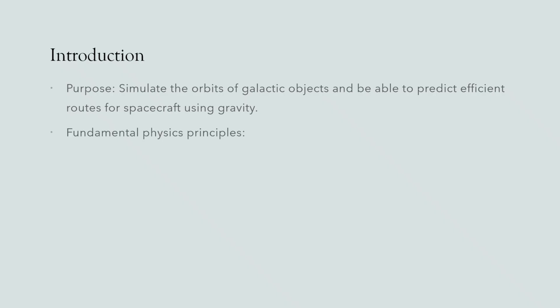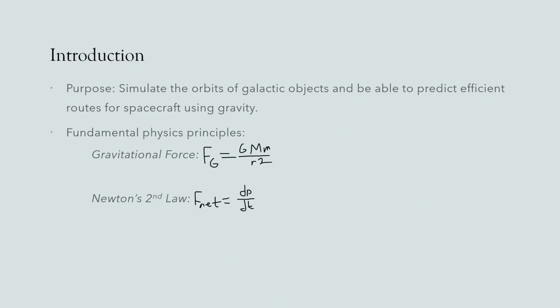The fundamental physics principles that we'll be using are, first, that gravitational force equals big G, the gravitational constant, times the masses of the two objects we'll be observing over the distance between the two squared. And second, Newton's second law, which states that the net force equals the change in momentum over change in time.